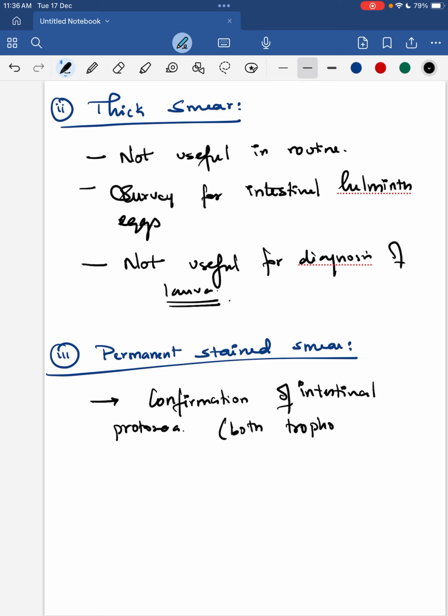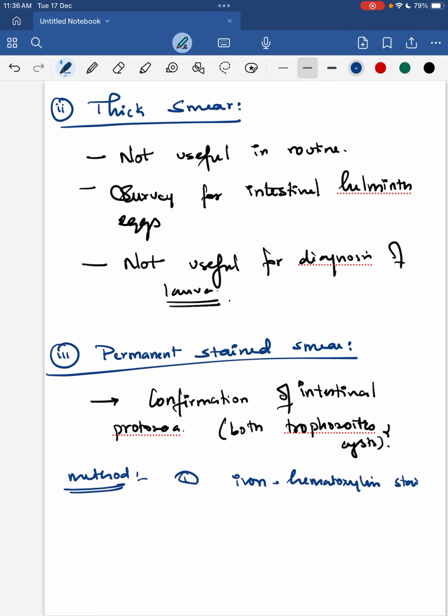Okay, yes, here you have two methods. Main two methods of your permanent stain are, one is your iron hematoxylin stain, second one is your Wheatley's trichrome stain. Okay, so one is iron hematoxylin stain, second one is your Wheatley's trichrome stain. These are the two methods that are used in your permanent stain smear.